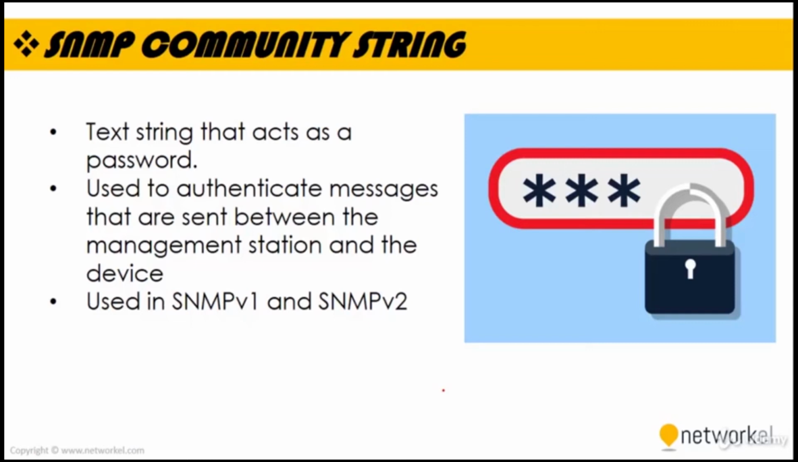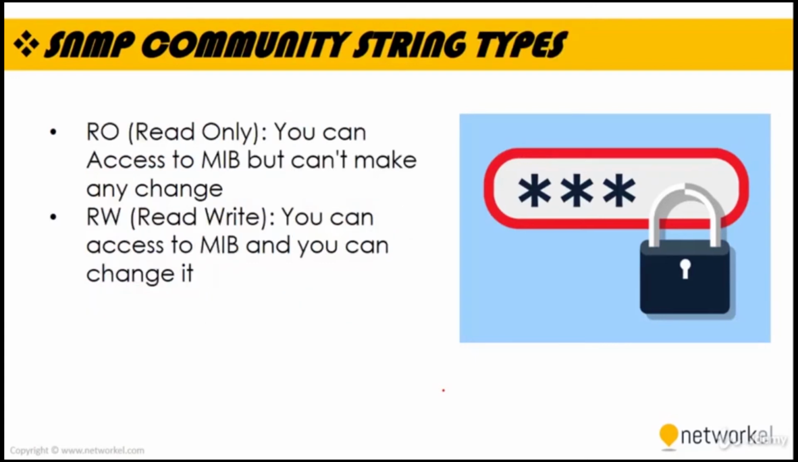SNMP community string is used in SNMP version 1 and SNMP version 2. And we have two types of SNMP community strings. The first is read-only. That means you can access the MIB, but you cannot make any change. The second type is read-write. That means you can access and modify the MIB.